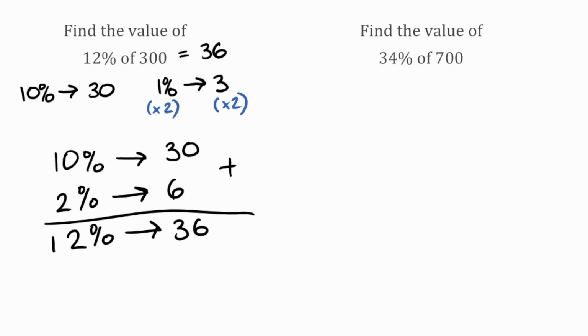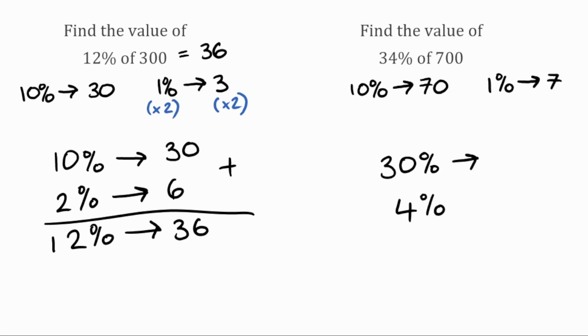We're going to use the same method for this next question. We've got to find 34% of 700. Well, to begin with, we're just going to find 10%. All we need to do is divide that 700 by 10, which would give us 70. And then we're going to find 1% by dividing by 10 again. So we'd have 70 divided by 10, which would give us 7. So now we're going to partition that 34% into 30% and 4%.